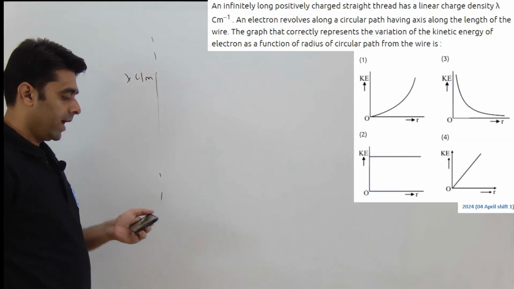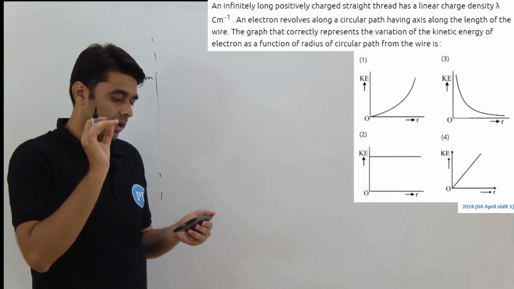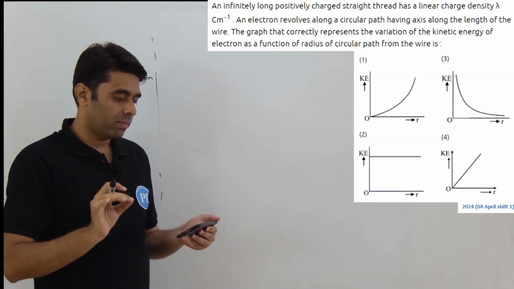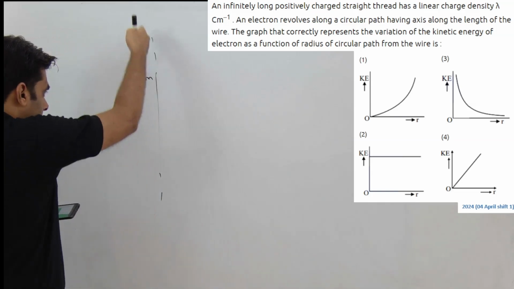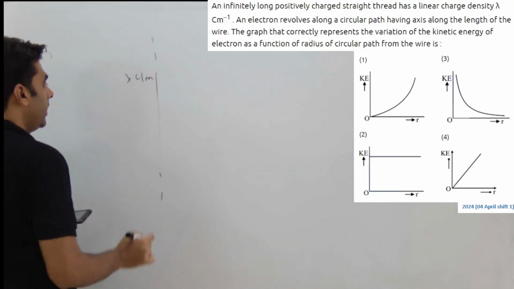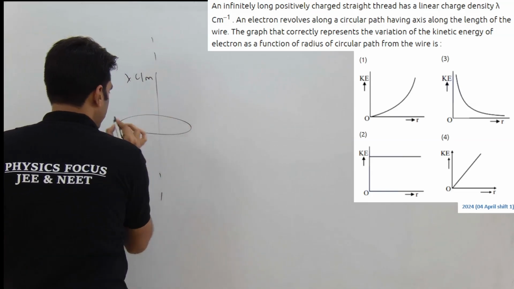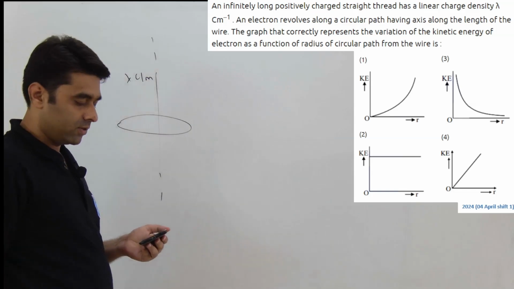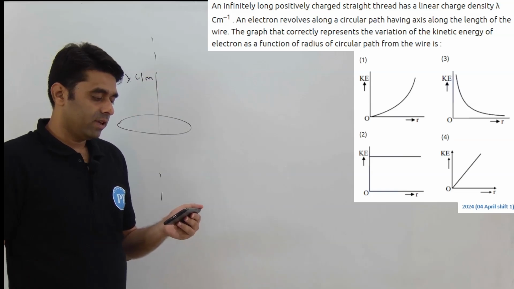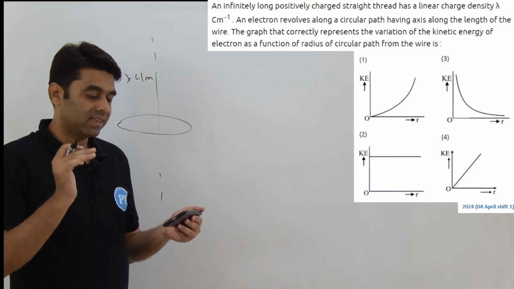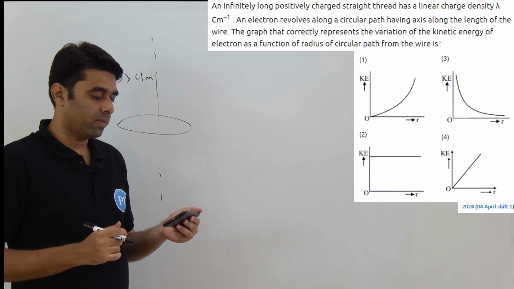Well and good. An electron revolves along a circular path having axis along the length of a wire. Fine. This is our wire, long thread, and along this an electron is moving in a circular path. This is the situation given. The graph that correctly represents the variation of kinetic energy of electron as a function of radius of circular path from the wire is.